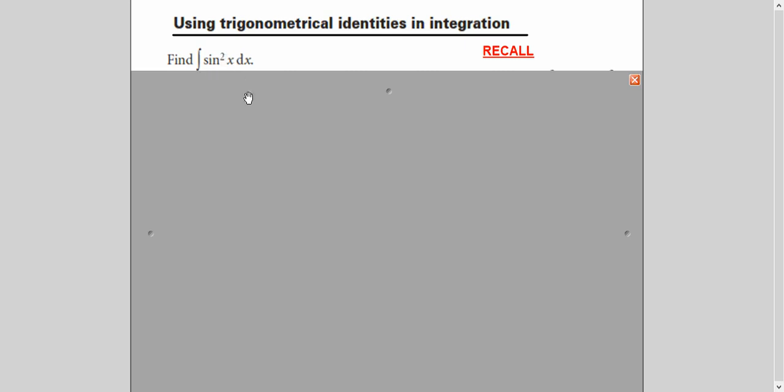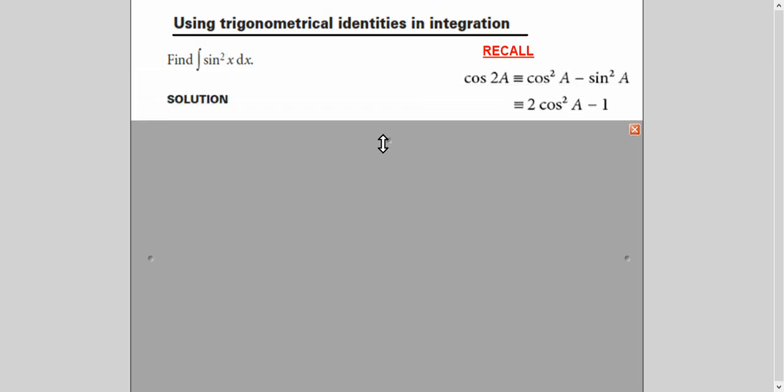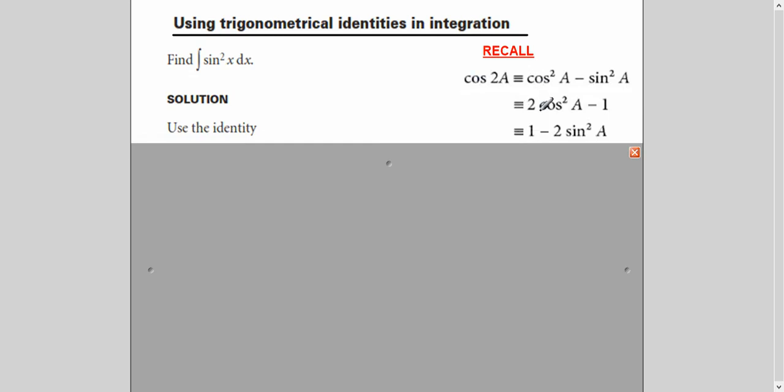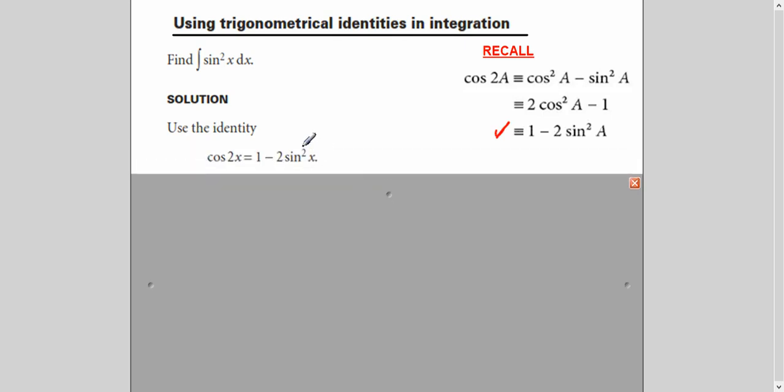Integrate sine square x. Like I said, you need to use this identity. Sine square is present in the third form, so I will make sine square x the subject. I'm repeating, I am using this identity, which is cos 2x equals 1 minus 2 sine square x. All these 3 forms will be given to you in MF19. You only need to understand where you have to apply it.